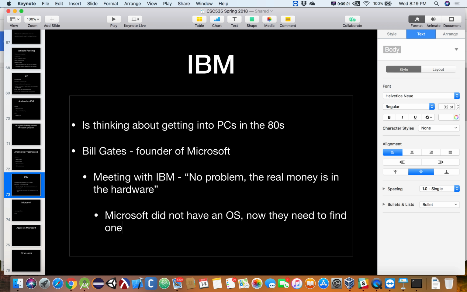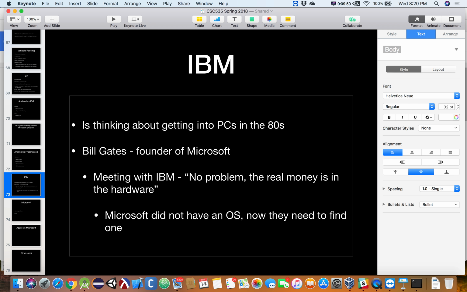All right, so that's kind of the funny backstory: Microsoft made that deal by selling a piece of software they didn't have, and then went and found the software. It's kind of an interesting backstory. That's kind of the art of the deal type thing, right? Will they only sell one operating system, or will they sell more than one kind of software?